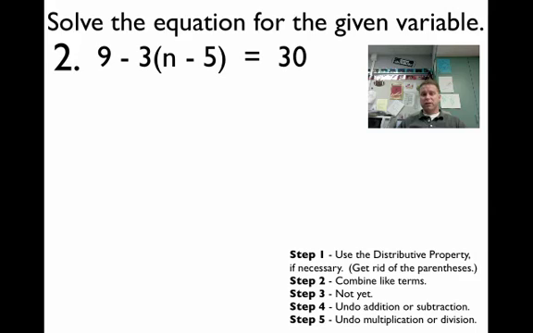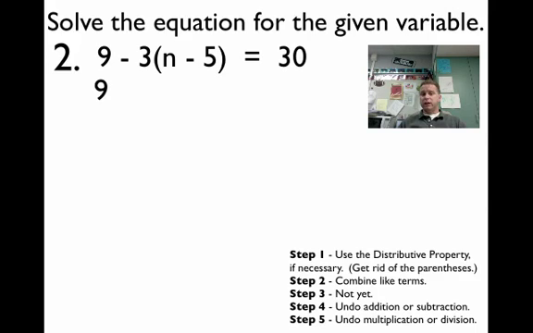Number 2, probably the hardest problem we've got this week, and that's 9 minus 3 times the quantity n minus 5 equals 30. Step 1, look for distributive property. Well, we have it because we have parentheses. Now the key here, the problem here is, what are you multiplying by? You're multiplying by a negative 3. Look at the sign in front of the 3. Don't just look at the 3.